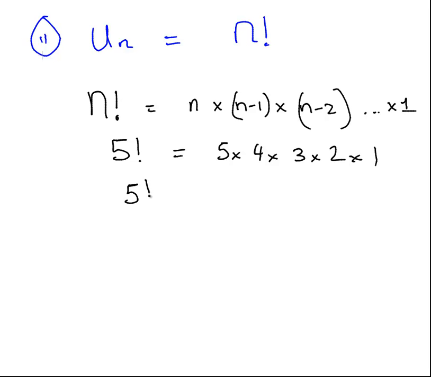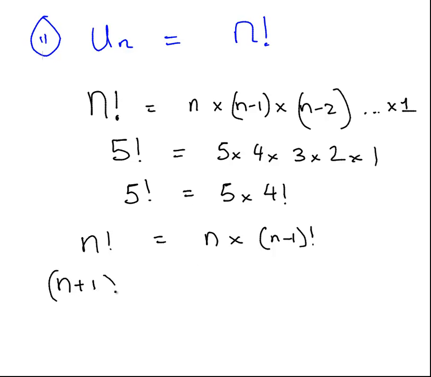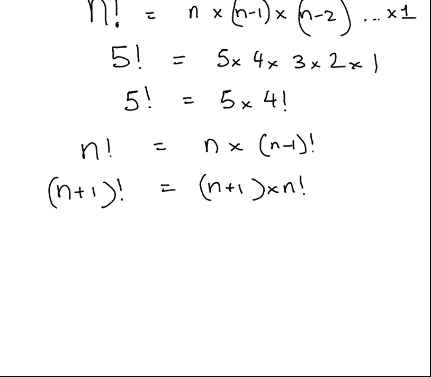Just as a quick remark, 5 factorial is equal to 5 times 4 factorial. N factorial is equal to n times n minus 1 factorial, and n plus 1 factorial is equal to n plus 1 times n factorial. Okay, so those are all sort of useful things to know. In fact, I've already stated the answer there.